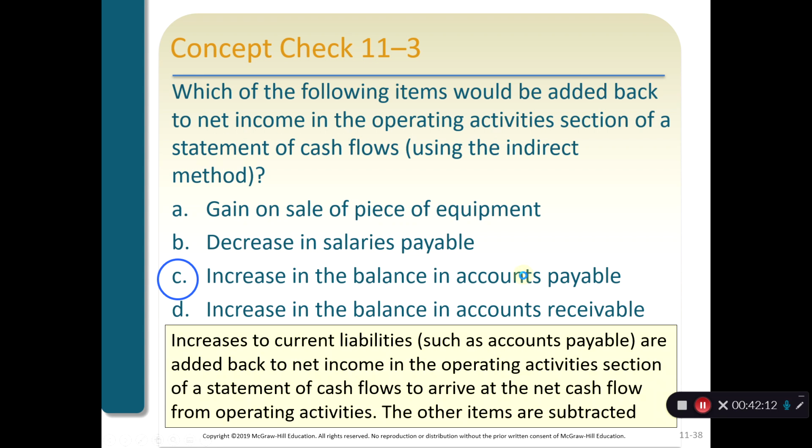Okay, so that's why. Increases in current liabilities such as accounts payable are added back to net income in the operating activity section of the statement of cash flow to arrive at the net cash flow from operating activity.